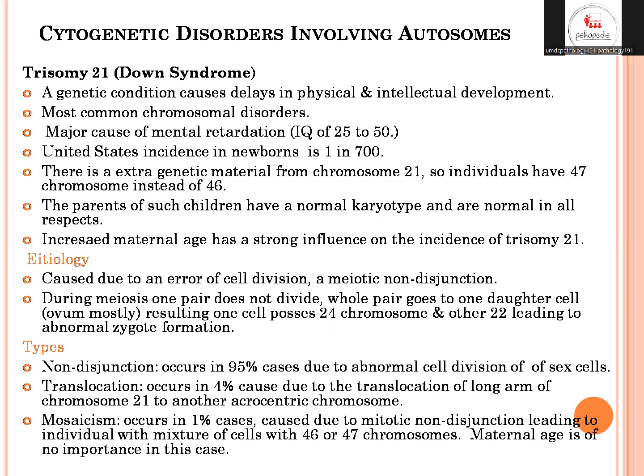Types of cytogenetic abnormalities in trisomy 21. Number one is non-disjunction. It occurs in 95% of cases due to abnormal cell division of sex cells. Number two is translocation, and it occurs in 4% of cases due to the translocation of the long arm of chromosome 21 to another acrocentric chromosome. The third one is mosaicism, and it occurs in 1% of cases caused by mitotic non-disjunction, leading to an individual with a mixture of cells with 46 or 47 chromosomes. Maternal age is of no importance in this case.